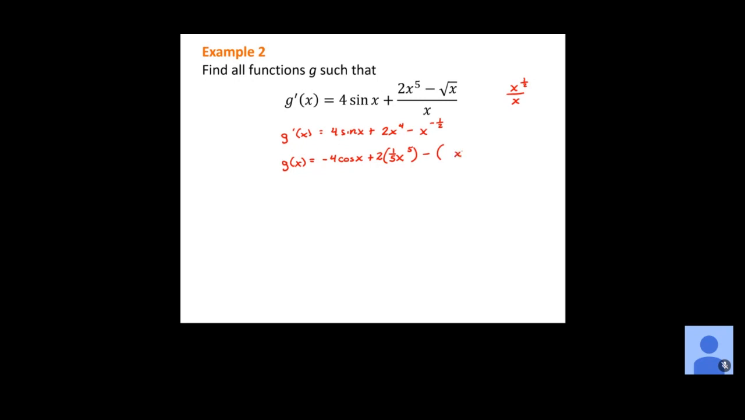Good, right? So we're going to have an x to the 1/2 because we add 1 to the exponent. Then we have to divide by the new exponent. So this is like 1 over 1/2. But remember, when you divide by a fraction, you're multiplying by its reciprocal. So that is going to give us a 2 once we simplify it.